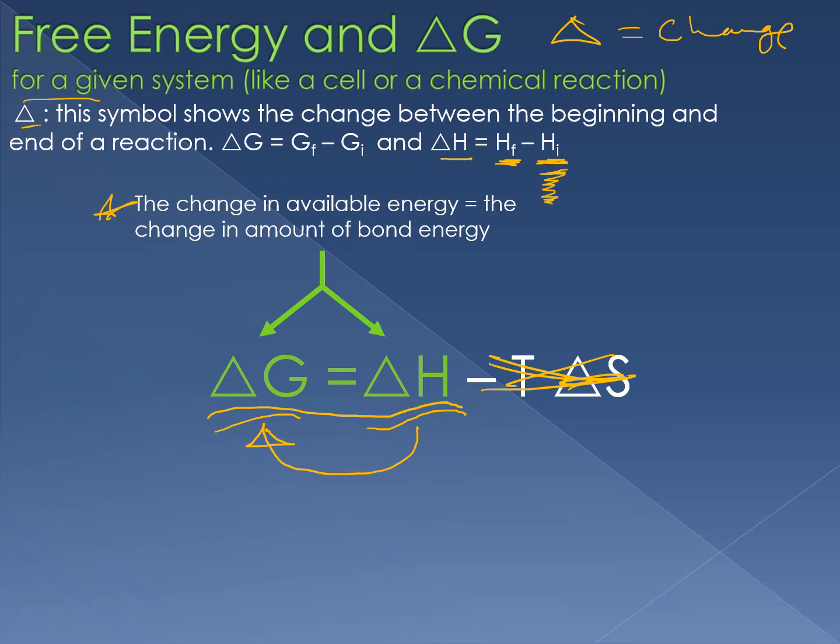The initial amount in the bond energy, then you have used up some of the initial amount of free energy. So therefore, the final amount of bond energy is going to be similar to the final amount of free energy. So therefore, delta G equals delta H. Okay, unfortunately, we also have to think about the rest of the equation.